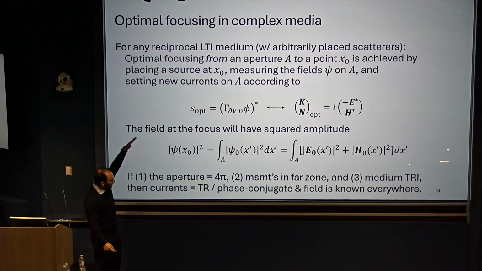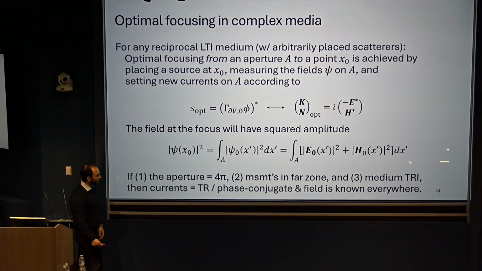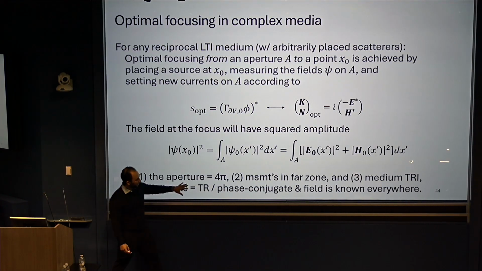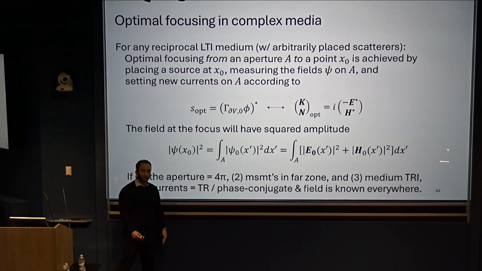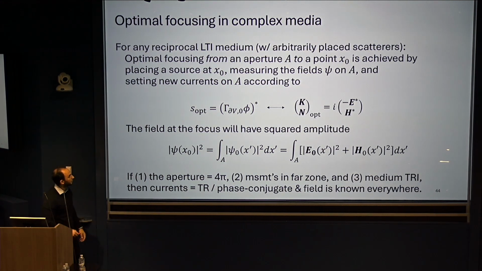All right, so this is just a summary of exactly what I said in words, that no matter what size aperture you have, if you want to focus back to a point, this is the recipe to do it. In the case where your aperture is 4 pi, you're doing measurements in the far zone, and your medium is time reversal invariant, then the procedure you should follow is exactly the time reversal prescription, plus in that case you get to know the fields everywhere by the time reversal symmetry.